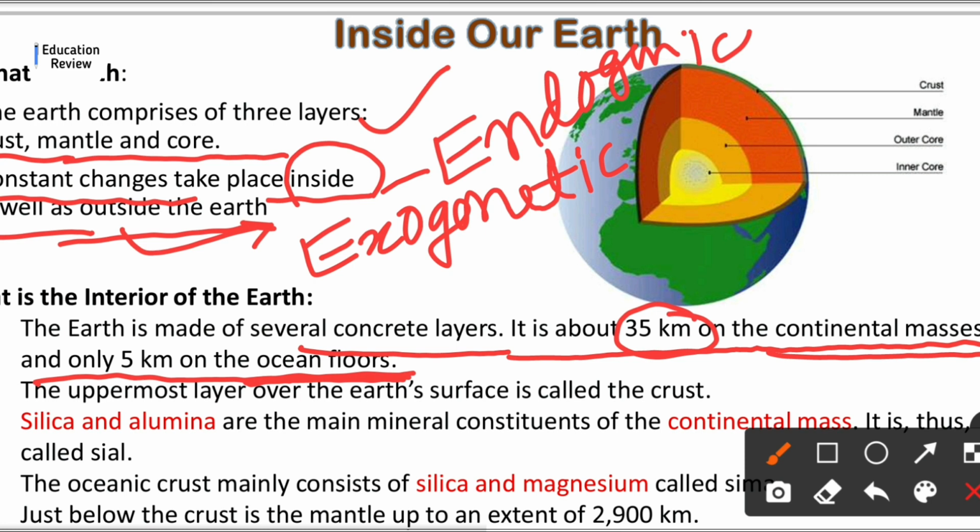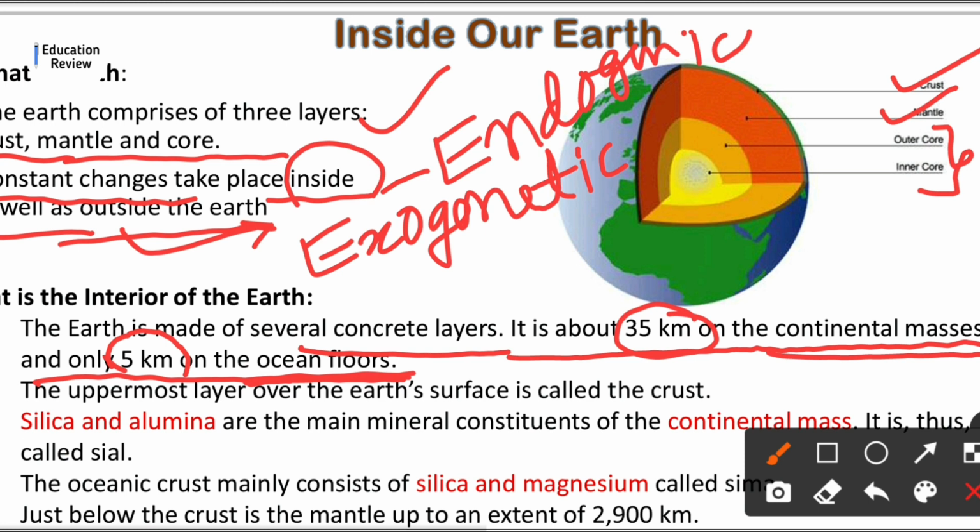The base of the ocean, where the crust has a width of only 5 km. Okay, the uppermost layer over the earth's surface is called crust. There are three layers. Crust is the uppermost layer, after that mantle, and finally the core inside the earth. The core is subsequently divided into two parts, outer core and inner core.